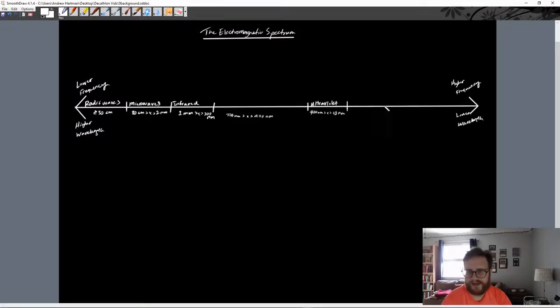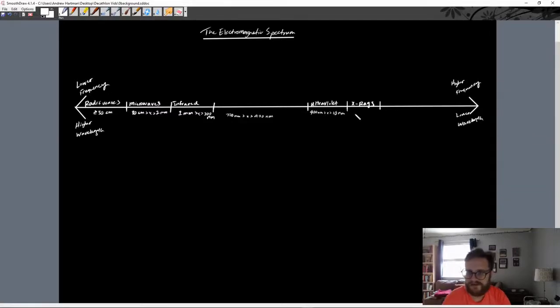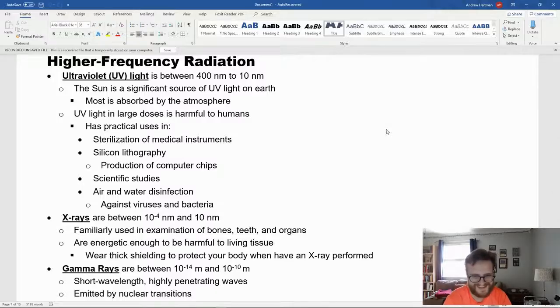Next up, we have X-rays. X-rays go from 10 nanometers to 10 to the negative fourth nanometers. What is that? 1/100,000th of a nanometer or something like that? I shouldn't be saying things.